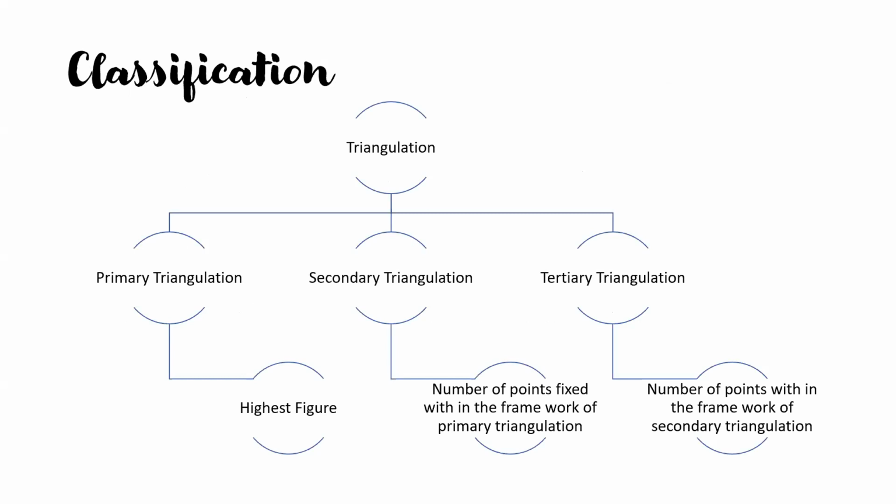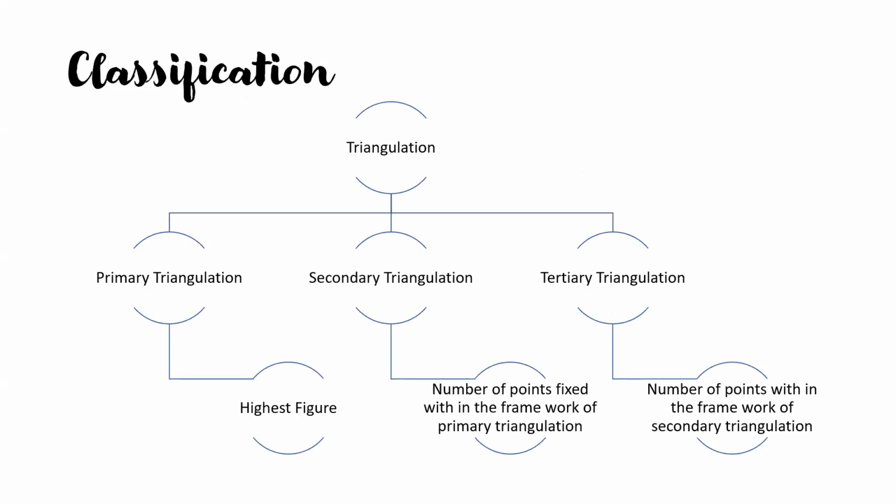Now, coming to the next point, which is classification of triangulation. It is basically classified into primary, secondary, and tertiary, which in other terms can also be called first order, second order, and third order triangulation systems, respectively.